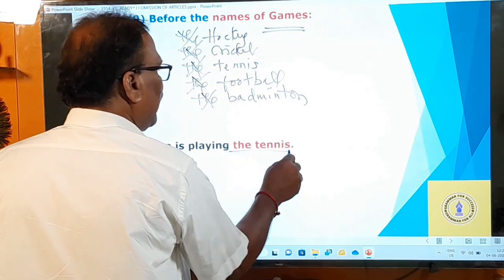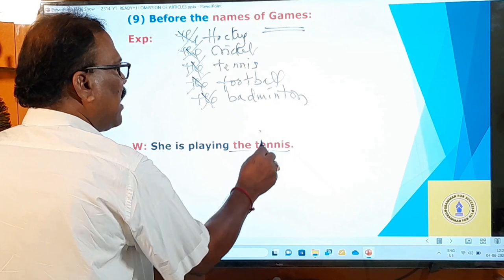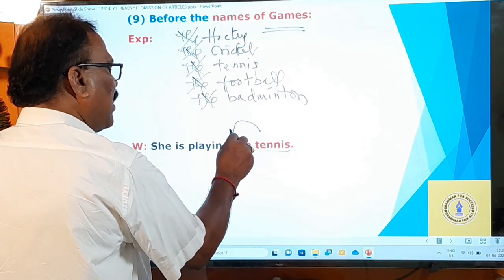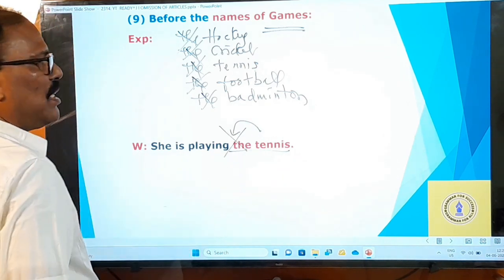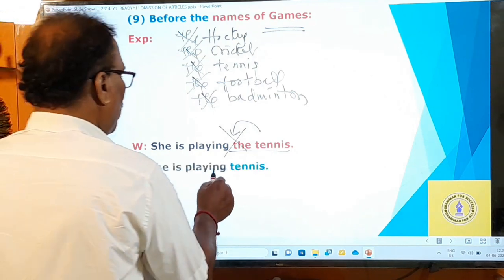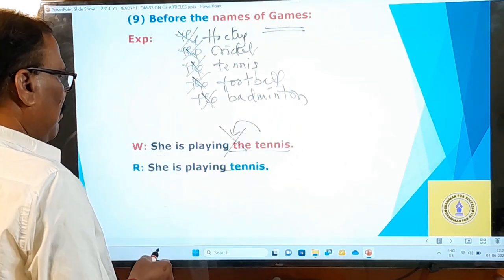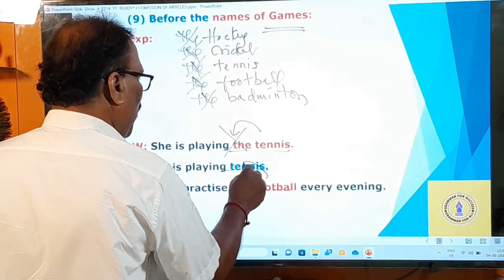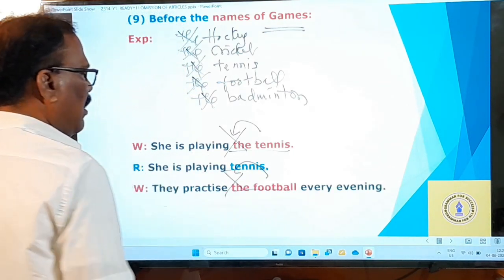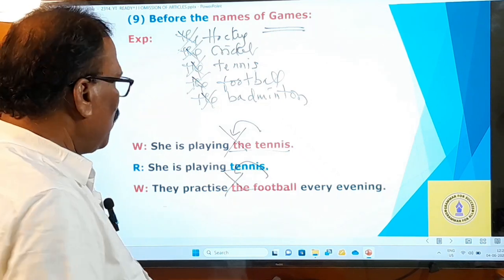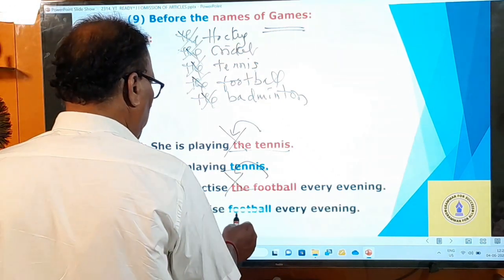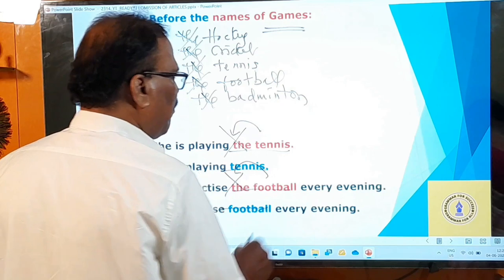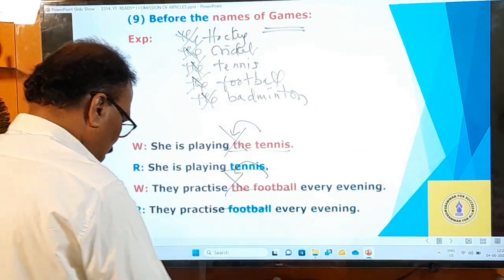She is playing the tennis. See here, tennis is the name of a game, but before that the article is used, therefore it's a mistake. What should we do then? We should say, she is playing tennis, that's enough. Okay, they practice the football. No, football is the name of a game, and it doesn't take any article before that. So that's why it's a mistake. We have to say they practice football every evening. So it is like that, right?